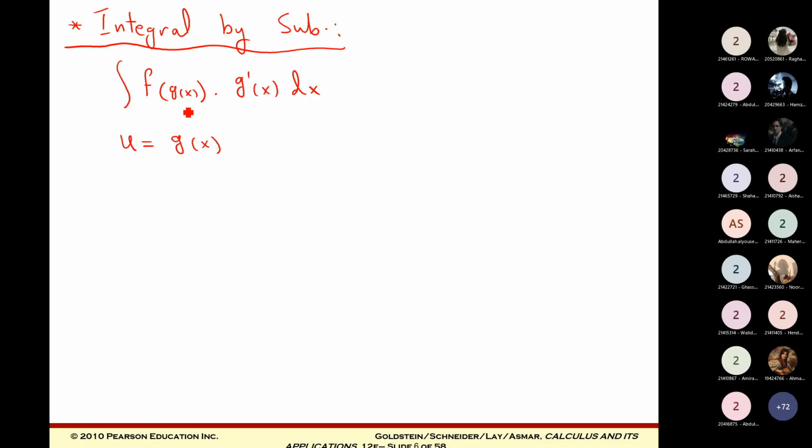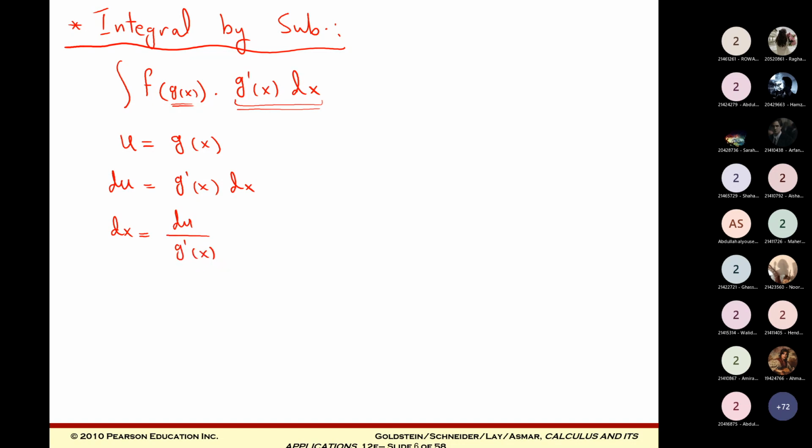We suppose that g of x is u, and find the derivative of both sides. So we have du equal g prime of x dx. So we can replace du with g prime of x dx, or we can do it this way. What's the value of dx? The value of dx equals du over g prime of x.